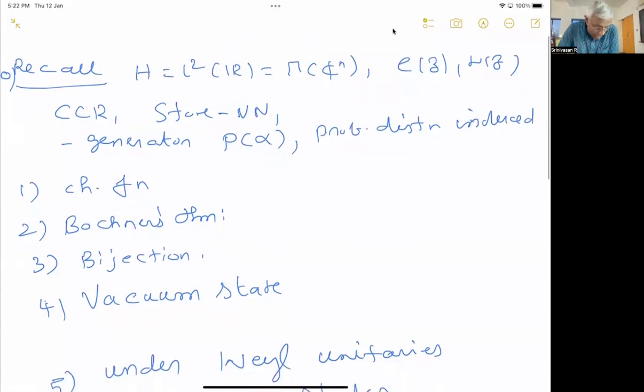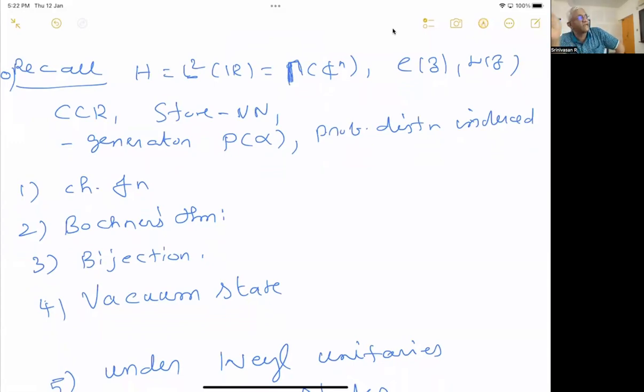So we are working exclusively on L2(R). Our Hilbert space is L2 of R, which is all square integrable functions with respect to Lebesgue measure. This we identified with the symmetric Fock space, Γ(Cn). That's the only Fock space we are using.